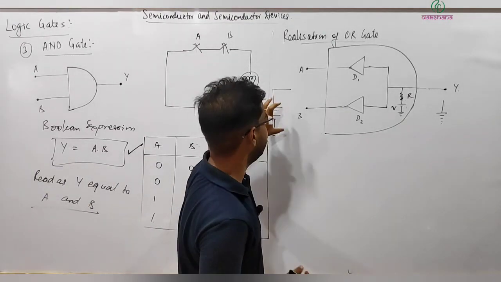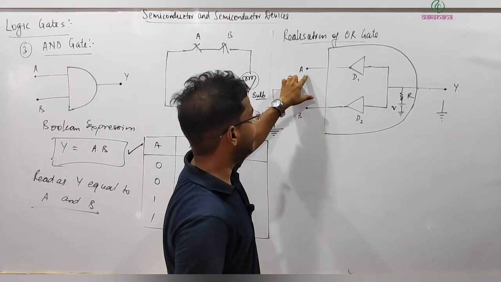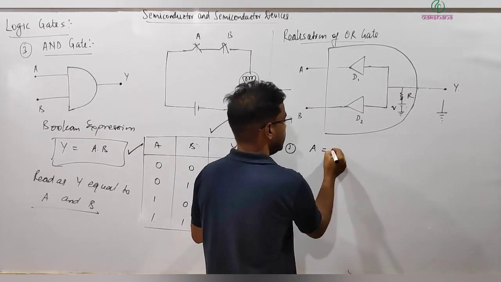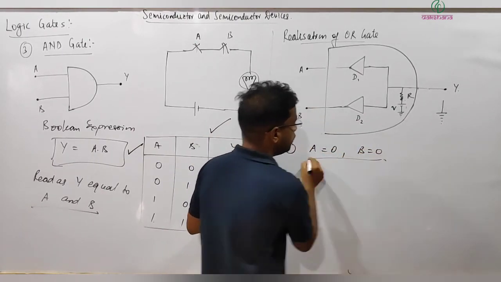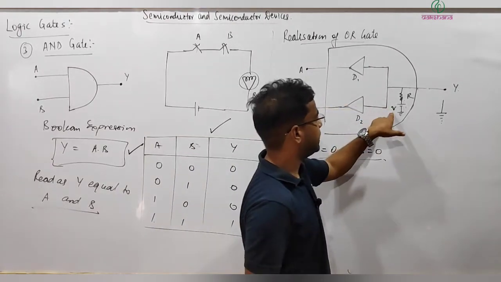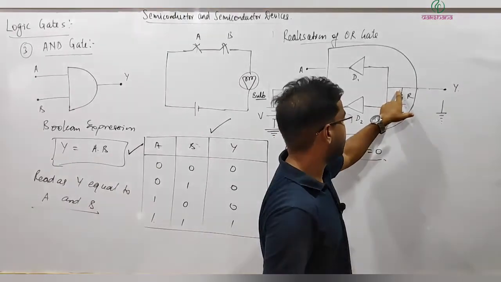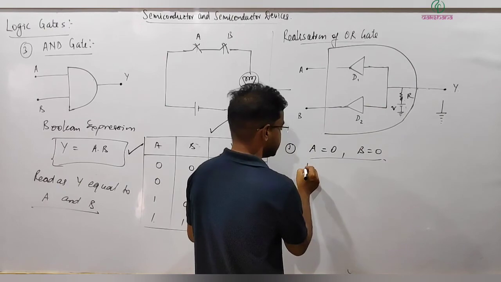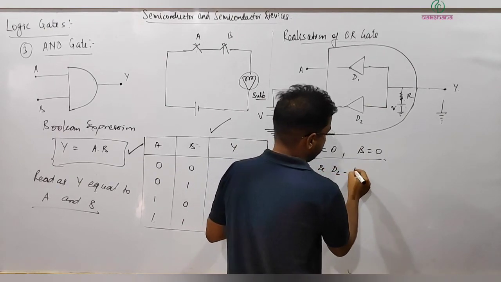So what is happening here? High voltage is there. Now when A and B both are 0, first operation A equal to 0 and B equal to 0 means these two are not connected to high, they are low. Then what will happen here? Potential at this point will be high, and both the diodes will be forward biased, D1 and D2 forward biased.